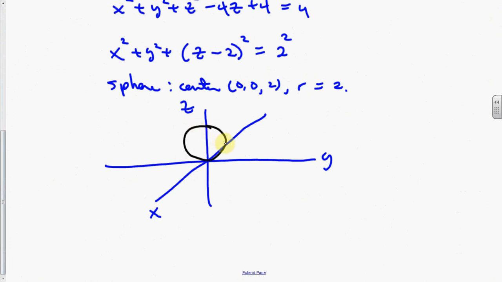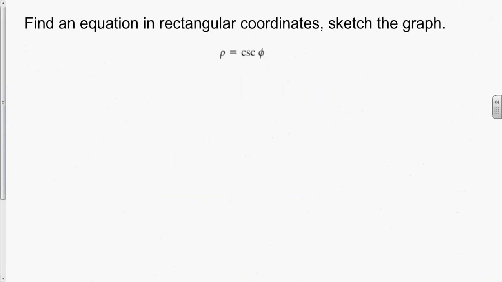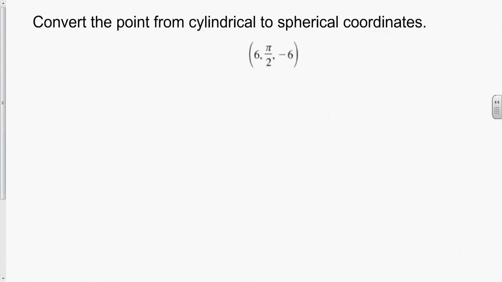Just a basketball sitting right there on top. Okay. The center of that sphere is right here, at 2 on the z-axis. Yes, sir. That's right. So it's just a ball sitting right there on the top, right there on top of the origin. Okay. That's in the same family.